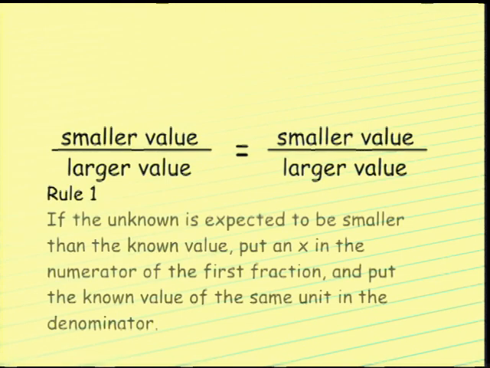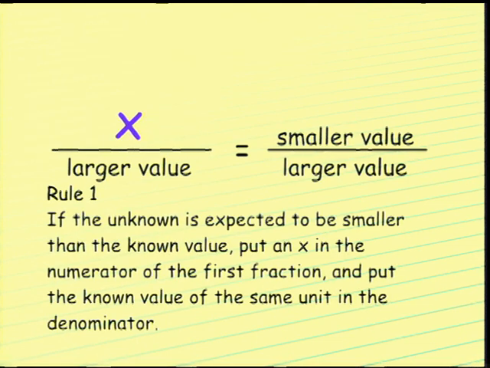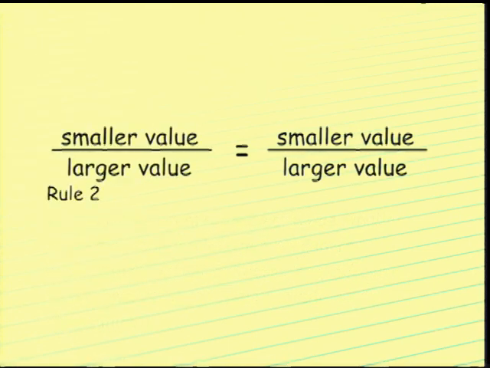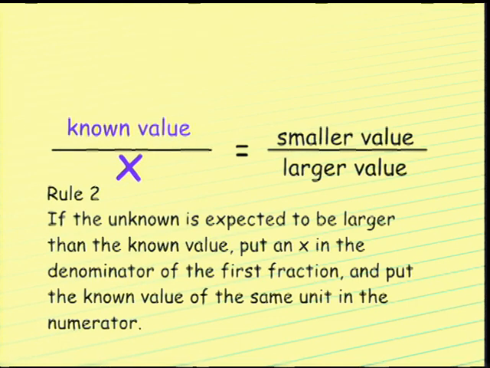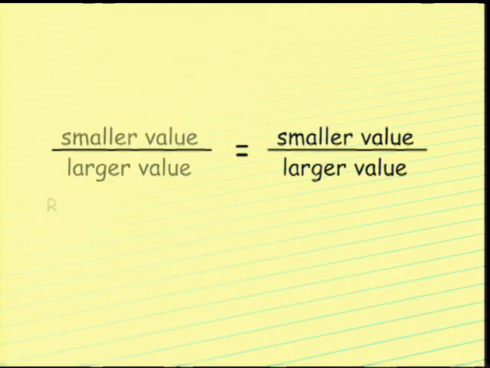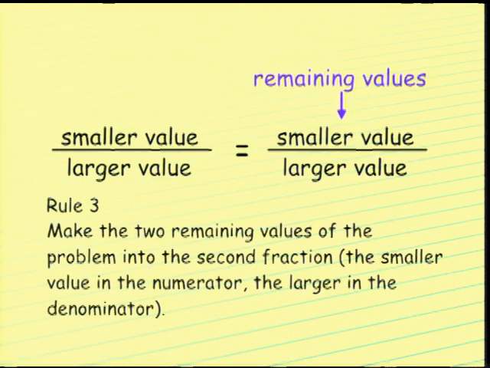First, if the unknown is expected to be smaller than the known value, put an x in the numerator of the first fraction, and put the known value of the same unit in the denominator. The second rule is that if the unknown is expected to be larger than the known value, put an x in the denominator of the first fraction, and put the known value of the same unit in the numerator. And finally, make the 2 remaining values of the problem into the second fraction with the smaller value in the numerator and the larger in the denominator.